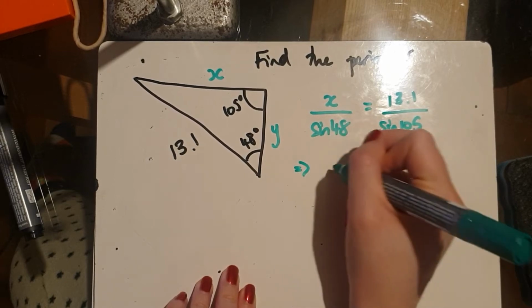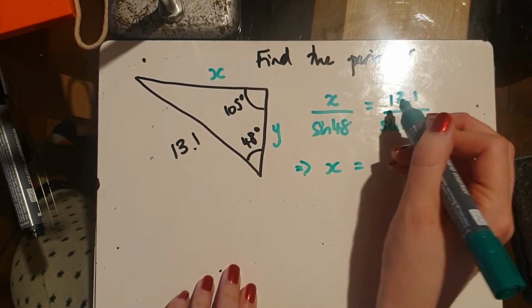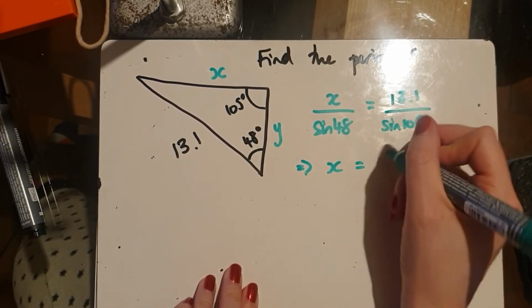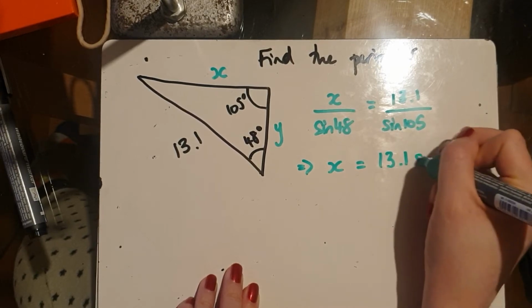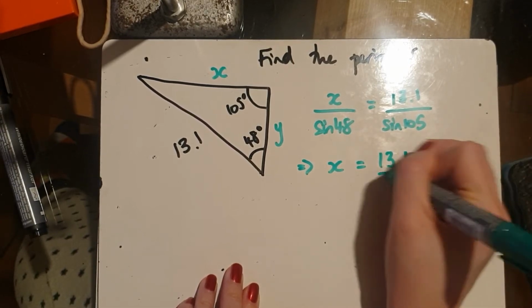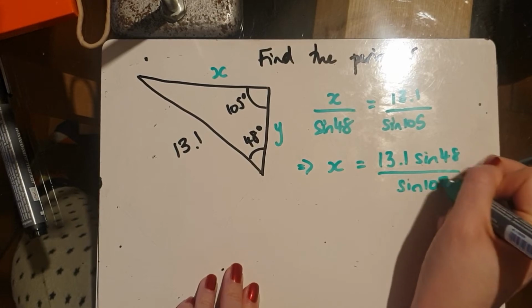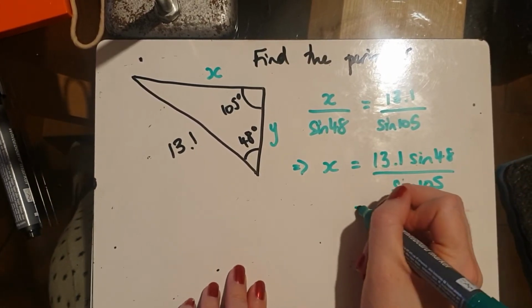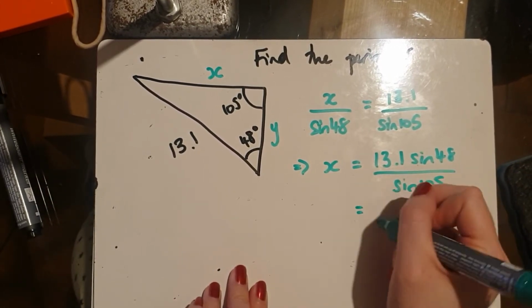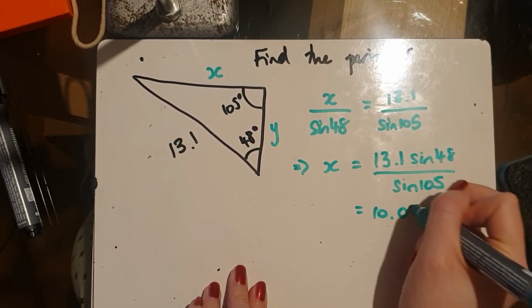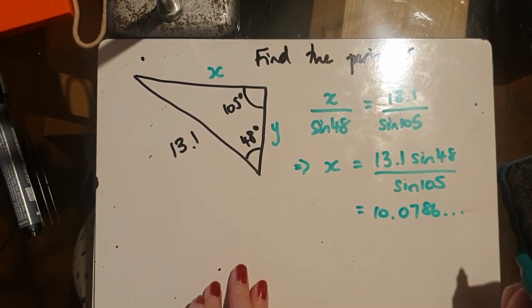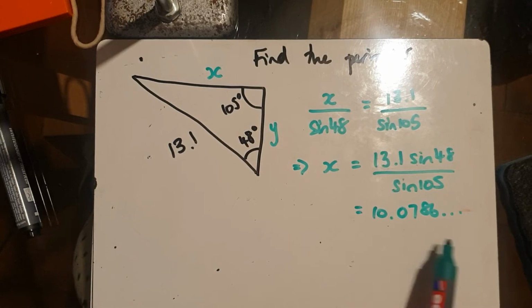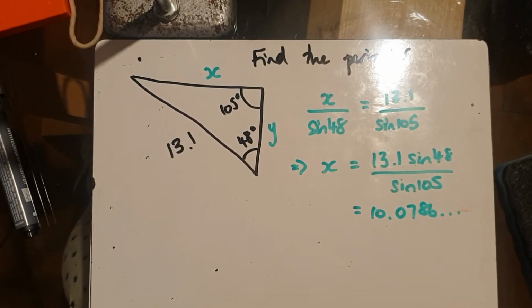That means multiplying through by sine 48, x is going to be equal to 13.1 times sine 48 all over sine of 105, which means that x is going to be 10.0786 and so on. I am going to save that, even though it's a length, for now.